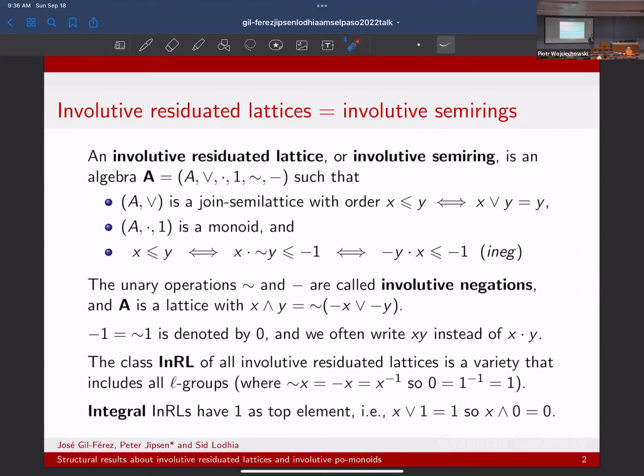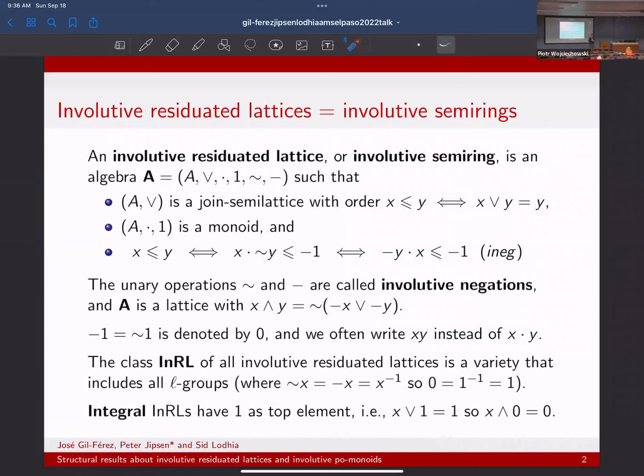To start with, an involutive residuated lattice: normally I would say it's a lattice with a residuation on it, and the residuation is involutive, meaning that it has two linear negations defined from the residuals. But it turns out that there's a simpler definition, which is at the same time much better for what we're trying to do here, and also very closely connected to lattice ordered groups.